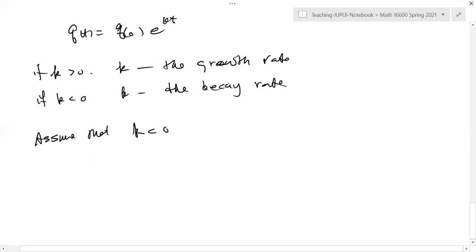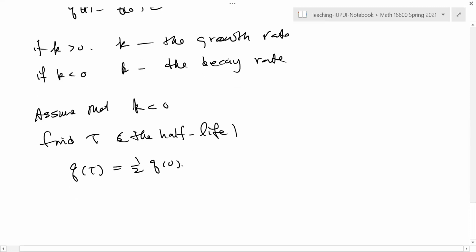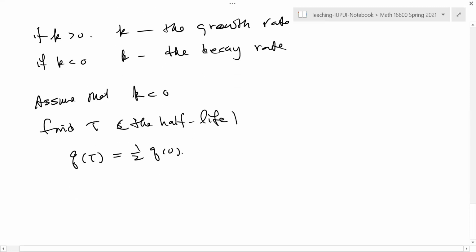Then we would like to know when the quantity becomes reduced to the half of the original, okay? So we want to find the t. This is called the half-life, such that the quantity at the time t, capital T, is half of the original quantity. Okay, and let's do it.